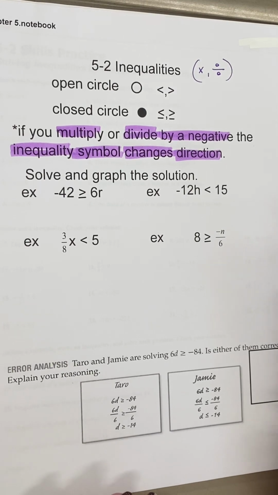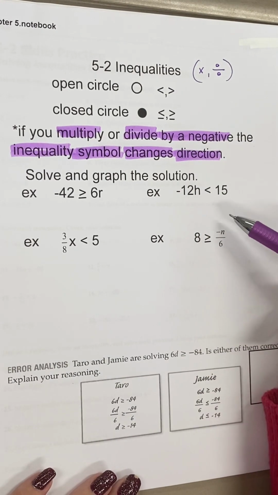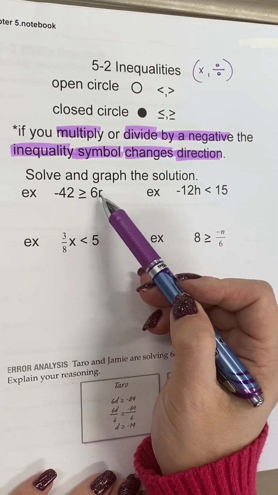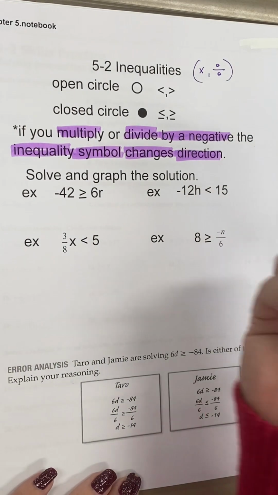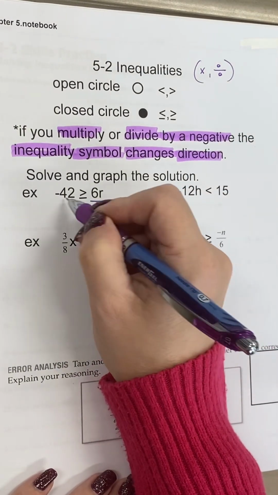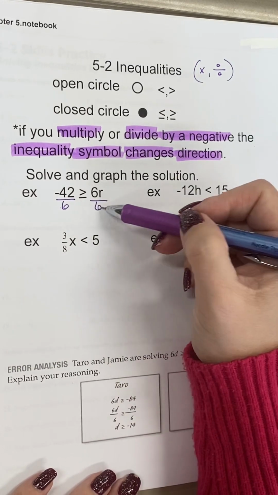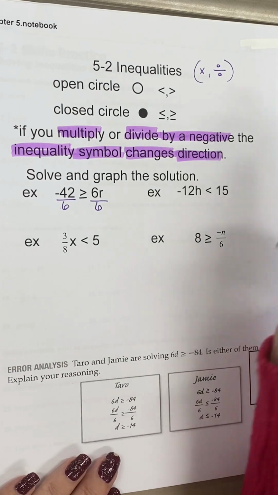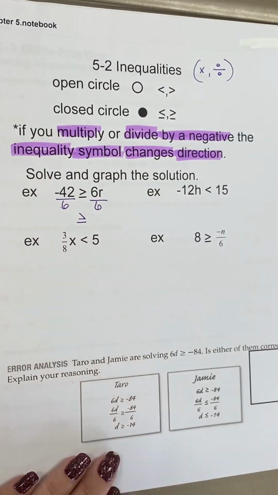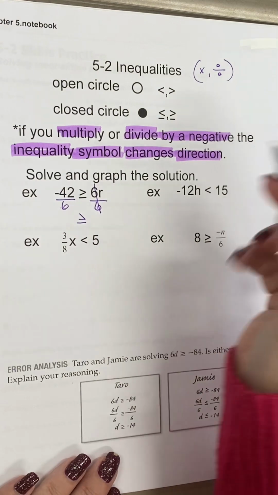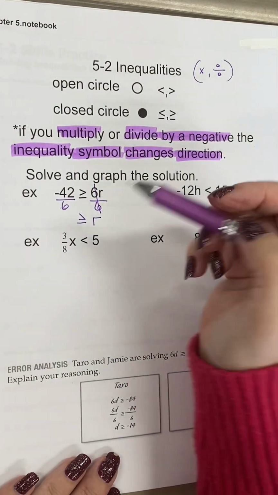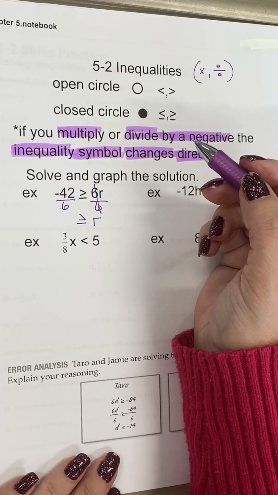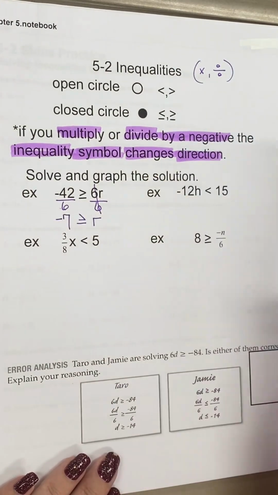All right, so here we go. They say solve and graph. So for the first problem, negative 42 is greater than or equal to 6r. Well, I want r, not 6r, so what do I do? I divide. What is on the bottom of my fraction? Positive 6. So it does not get affected by this rule. So that means we're going to bring it down the same. 6 divided by 6 is going to leave me with my variable. And now negative 42 divided by 6, I'm going to put that in my calculator, and I'm going to get negative 7.